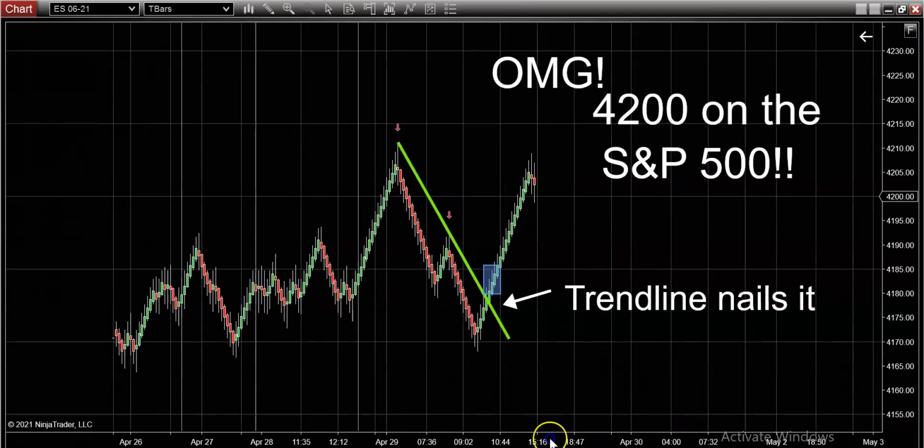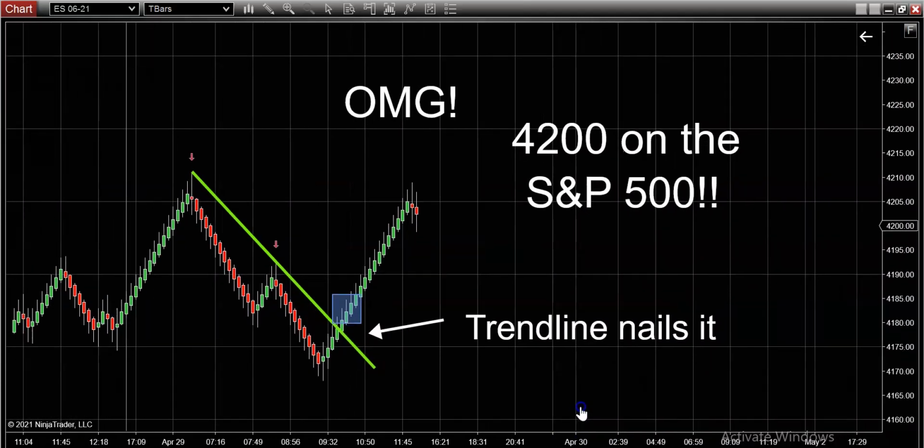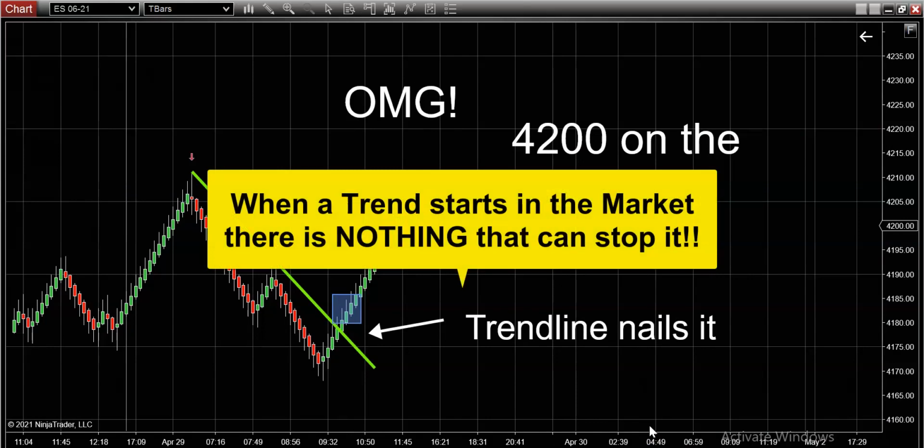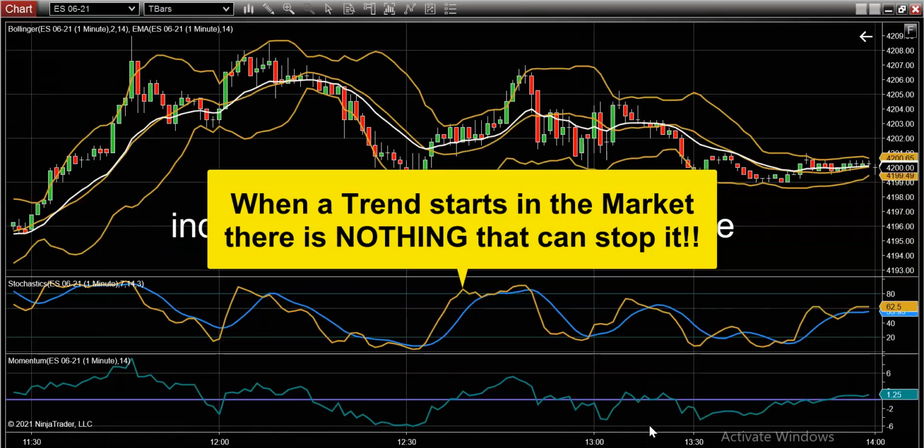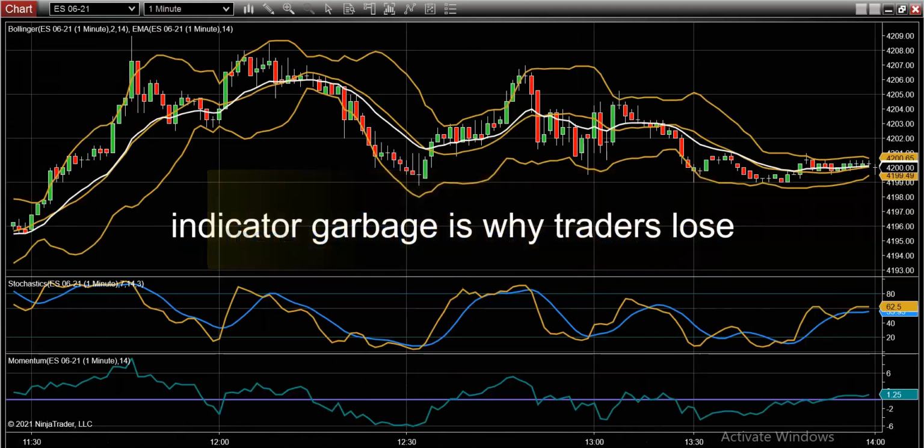Something like this, guys, just defies belief. But I'm not terribly surprised, right? When a trend wants to start, guys, there is no force on earth that's going to stop it, right? You guys that have been trying to short this market, think of stepping in front of a speeding train, right? You wouldn't do that. You'd never do that.